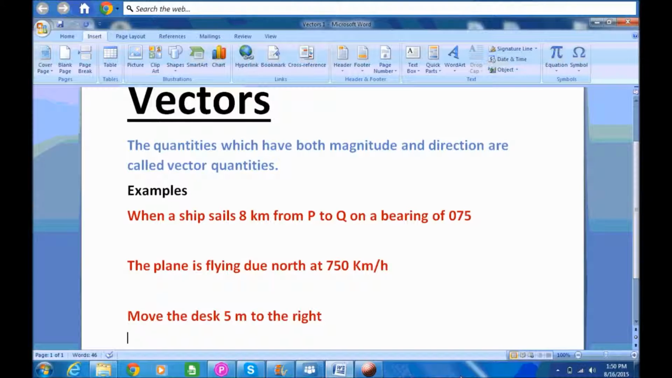So in all of the three examples we see that magnitude as well as direction are mentioned, and that's why all these three examples show vector quantities. In fact, vector quantities are those quantities which are directional.